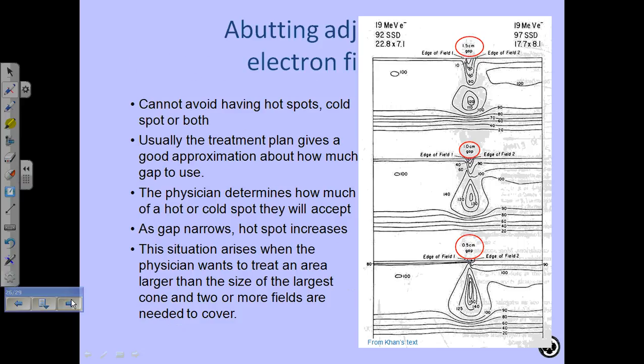Okay, what about abutting fields? This is an example of 19 MeV electrons. On the left-hand side, we have 92 SSD. On the right-hand side, we have 97 SSD, different field sizes. And this is just an illustration that shows what happens when you abut electron fields. This is pretty common because sometimes you want to treat a large area and one cone does not suffice. So you need to use two cones side by side.